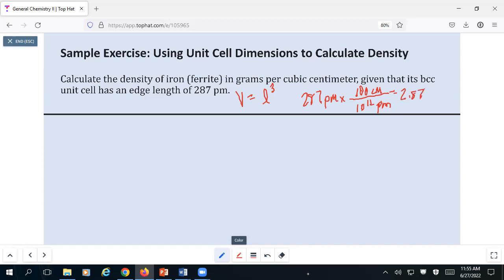So 2.87 times 10 to the negative 8th centimeters is the edge length. So volume would be 2.87 times 10 to the negative 8th centimeters. We're going to cube that to get cubic centimeters, which would give us 2.36 times 10 to the negative 23rd cubic centimeters. So there's our volume.